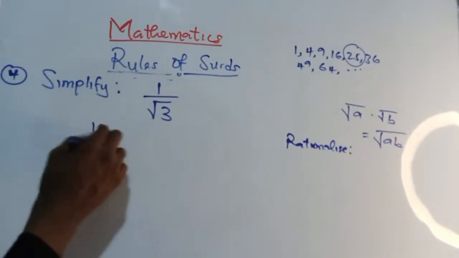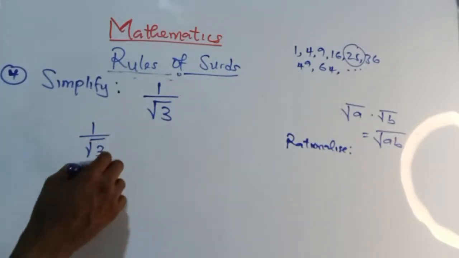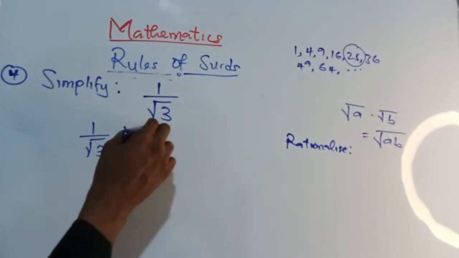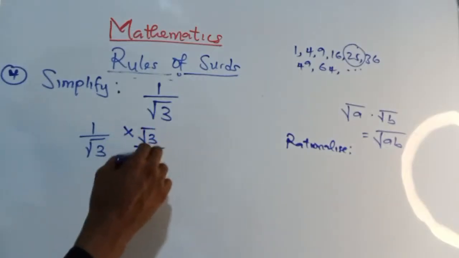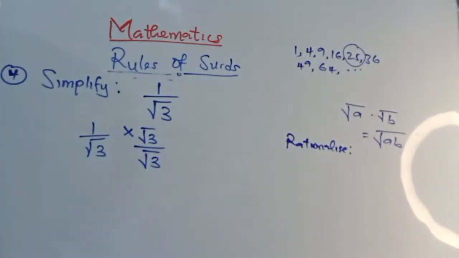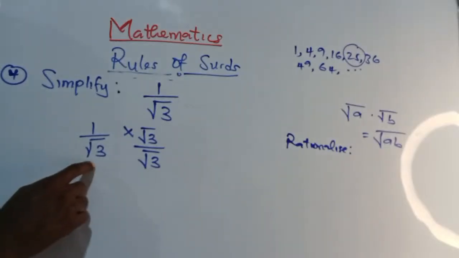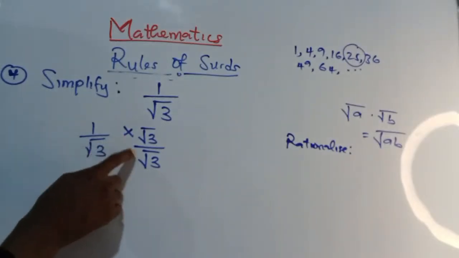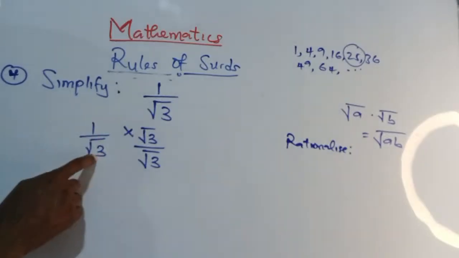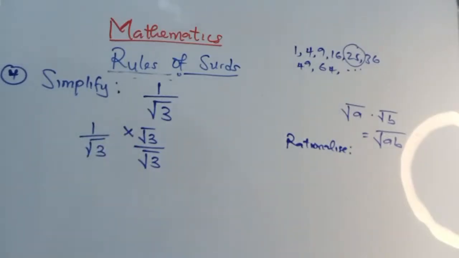We have 1 over root 3. We are going to multiply both the numerator and the denominator by root 3. All right, so this root 3 that we have here, we are going to use it to multiply the numerator and the denominator itself. Okay, so now 1 times root 3 will give us root 3.